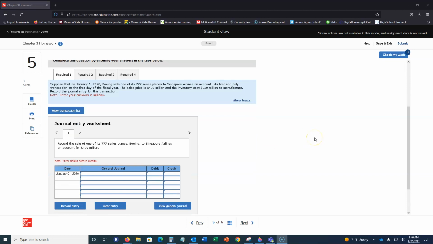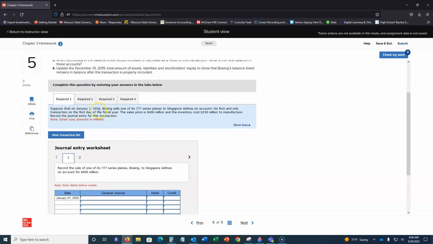So the first thing we want to do is just read through the problem, find out what do they need us to do. So the first thing I always do is I just read the last line, okay? Record the journal entry for this transaction. Well, I can see that they've actually got 2 journal entries here. They've split them up for you to be kind. Technically, this would be one single journal entry when you make the sale. But they've split it into 2 pieces here. They've split it into the recognition of the sale or the revenue and the recognition of the expense in the second journal entry.